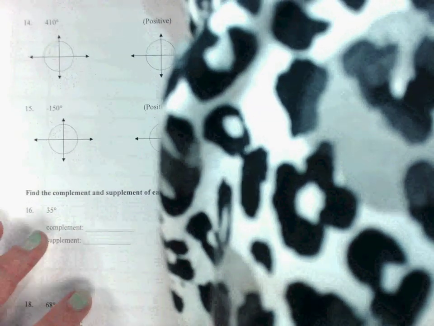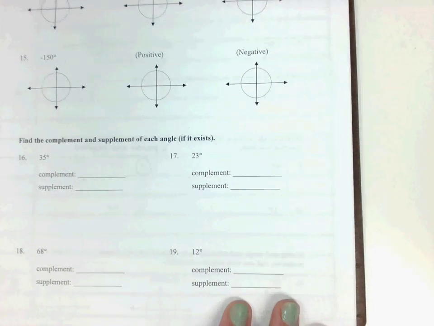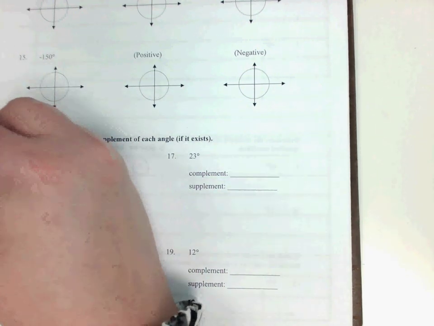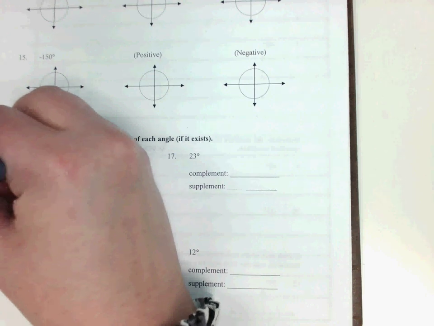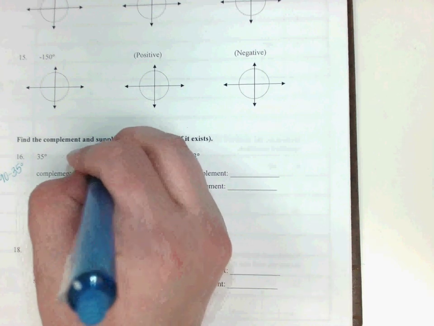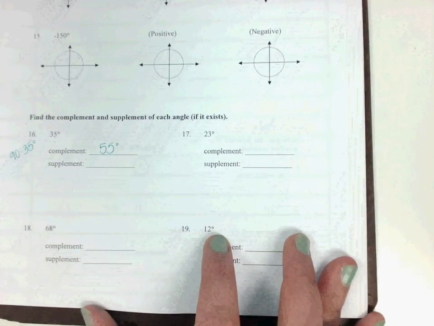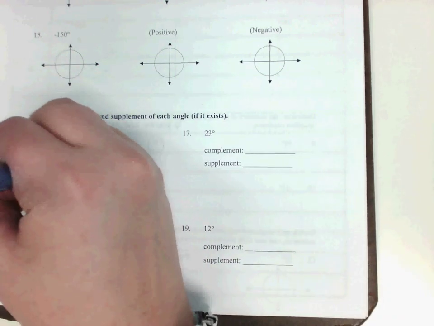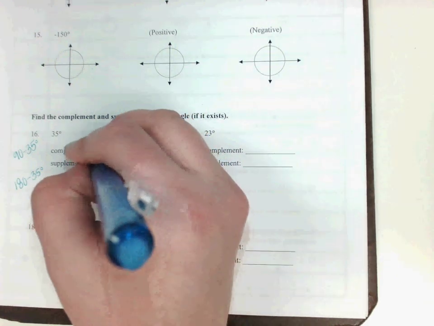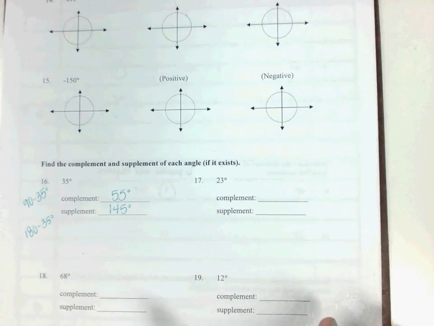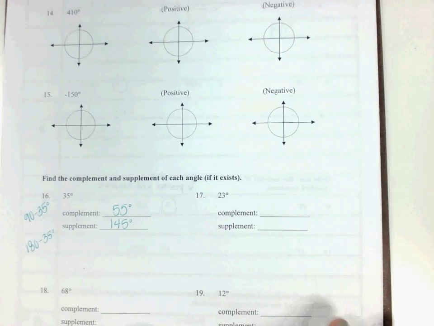Okay, let's do a complement and a supplement. Let's say we're doing number 16. 35 degrees, complementary, what do I have to do? 90 minus 35 degrees. How much is left over to add up to 90? 55 degrees left over, you're just subtracting. Okay, then a supplement, how much does it have to add up to? 180 minus 35, how much is that? Okay, good.